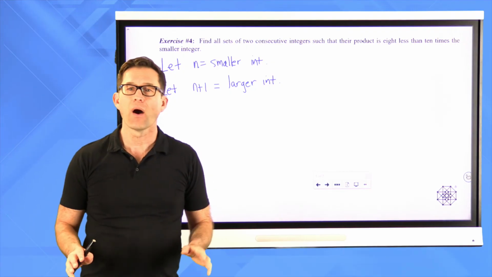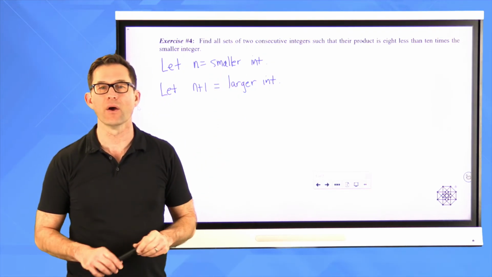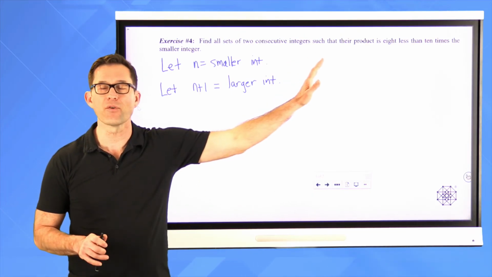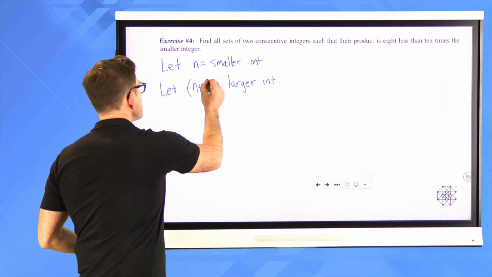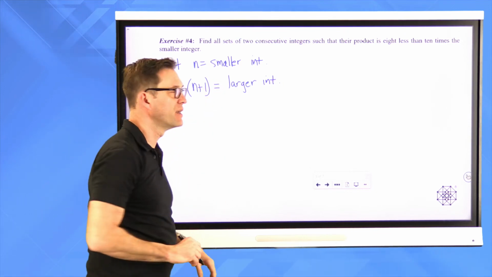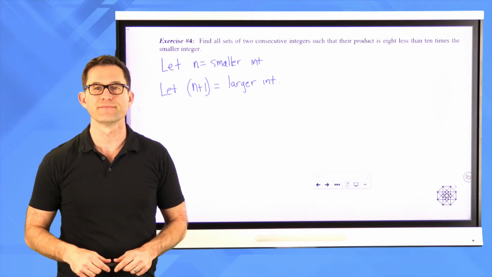All right, now I need to set up an equation with these two. I'd like you to pause the video and see if you can model the information they gave you in this problem. Right away, I'm slapping some parentheses around that. Just get them in there. Take a moment and see if you can set up the equation.